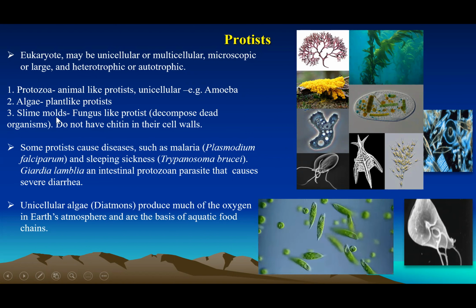Fungus-like protists would be slime molds, but they do not have chitin in their cell walls like fungi do. Some protists that cause disease: for example, malaria is caused by Plasmodium falciparum, sleeping sickness by Trypanosoma brucei, and diarrhea can be caused by Giardia lamblia.